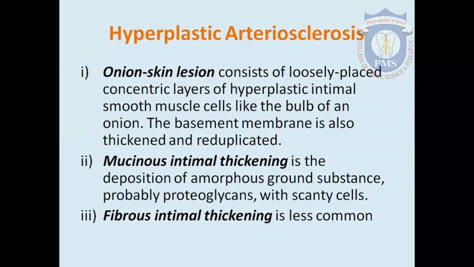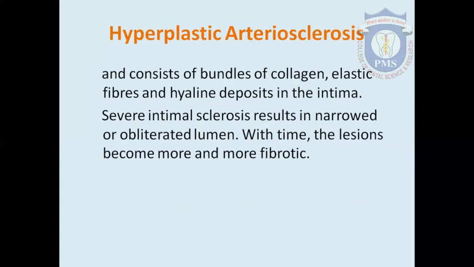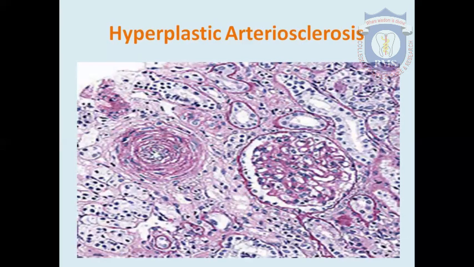3. Fibrous intimal thickening is less common and consists of bundles of collagen, elastic fibers, and hyaline deposits in the intima. Severe intimal sclerosis results in narrowed or obliterated lumen. With time, the lesions become more and more fibrotic. See the picture of hyperplastic arteriosclerosis.